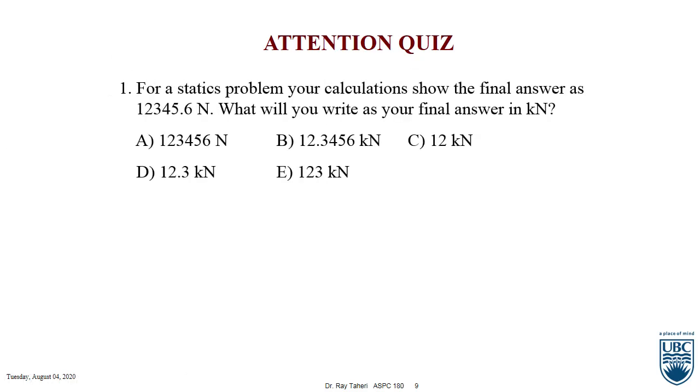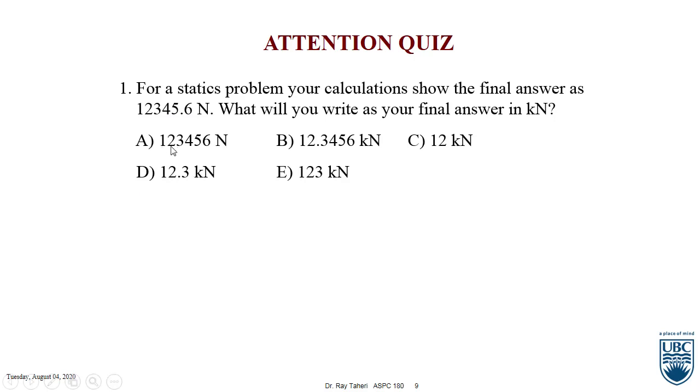Question number 1. For a statics problem, your calculation shows the final answer is 123,456 Newton. What is the final answer in kilonewtons? Remember, the rule of thumb is we keep the same significant figures. So this obviously has 6 significant figures. If you want to convert that to kilonewton, you have to divide it by 1,000. Having said that, you have to keep the same significant figures.